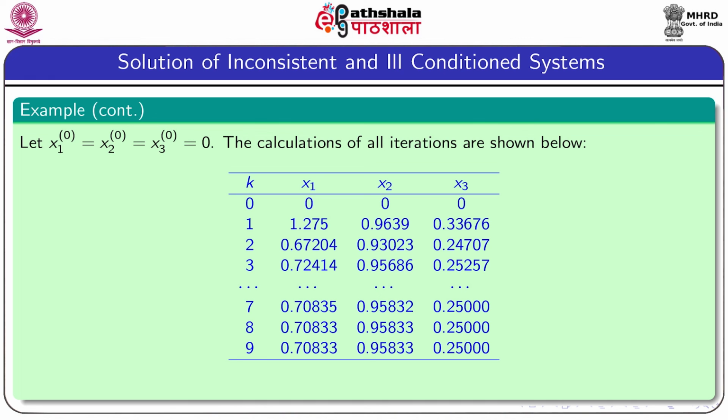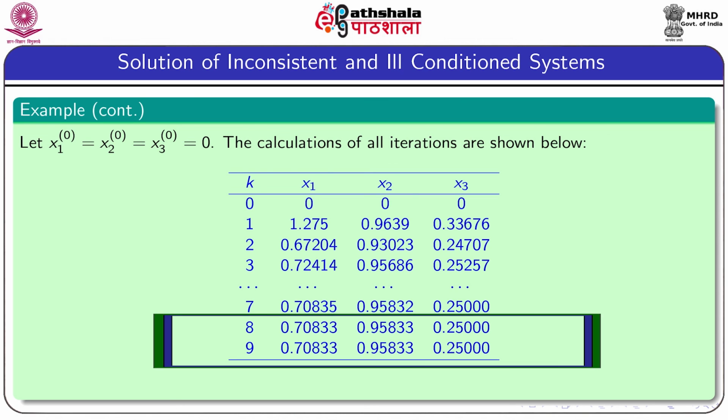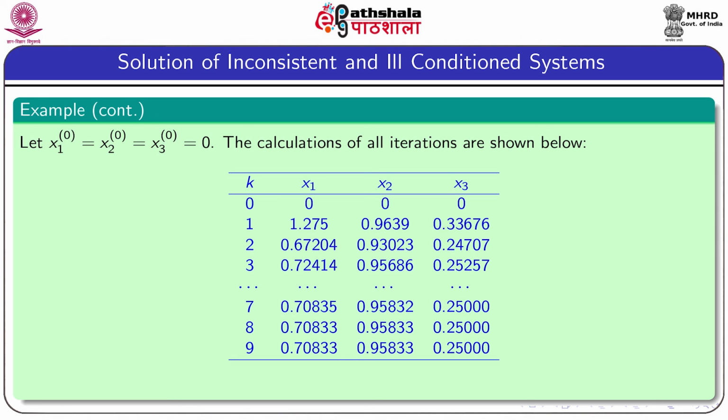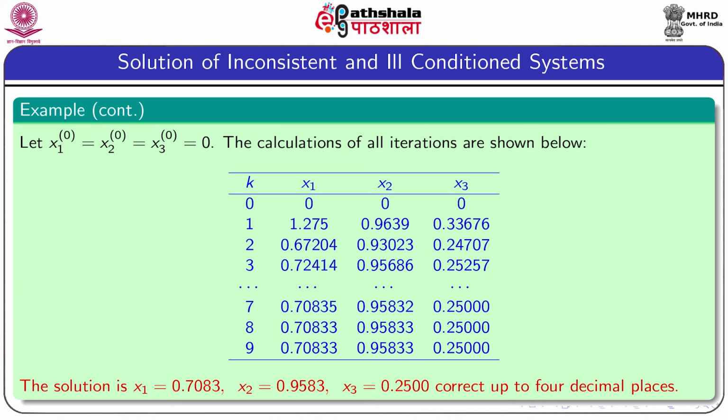Let x1 0, x2 0, x3 0 equal to 0 be the initial solution of the iteration scheme, and all other calculations are shown in the following table. Note that row number 8 and 9 are same. That means we terminate the repetition process at the 9th iteration, and the solution of the given system of equations is x1 equal to 0.7083, x2 equal to 0.9583 and x3 equal to 0.25, correct up to 4 decimal places.